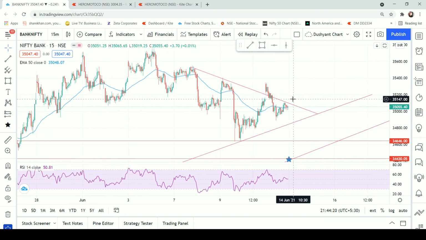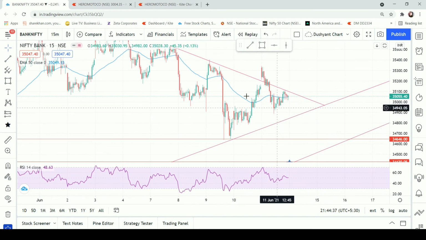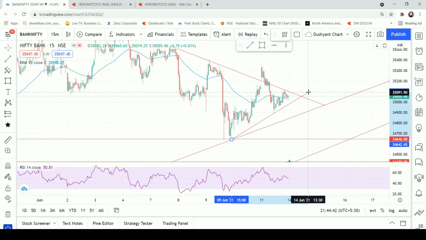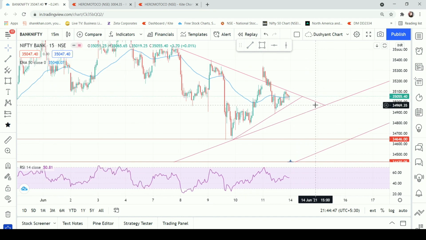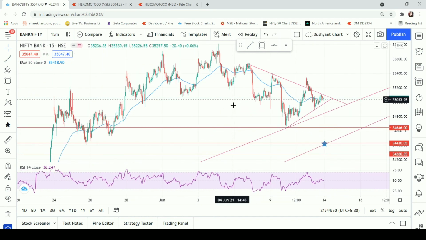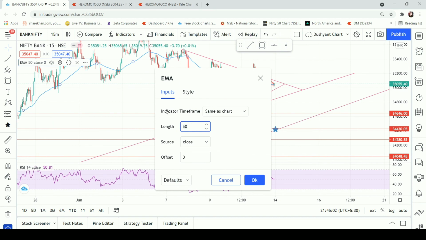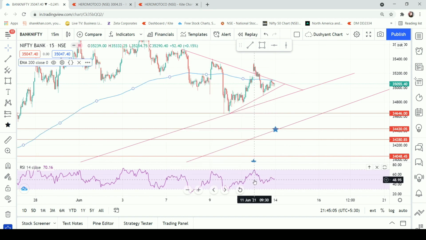So we draw the trend line. We also draw this one. Okay. So we plot the 200 EMA also. So guys, 200 EMA and 50 EMA. Price is below 50 and 200. Okay, it's great.